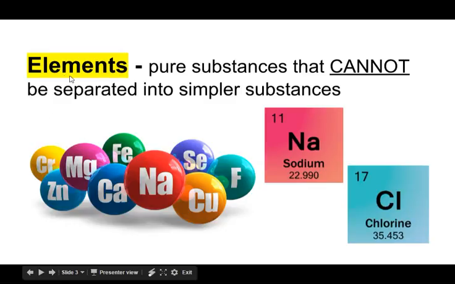Elements. Elements are pure substances that cannot be separated into simpler substances. Elements cannot be separated. For example, sodium and chlorine are elements.